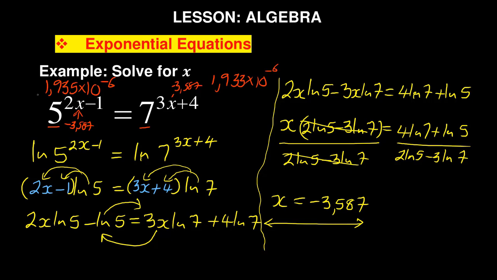You can see that these answers are almost the same. The difference is very small. It means, therefore, your value of x is correct. So that is how you should have solved it.